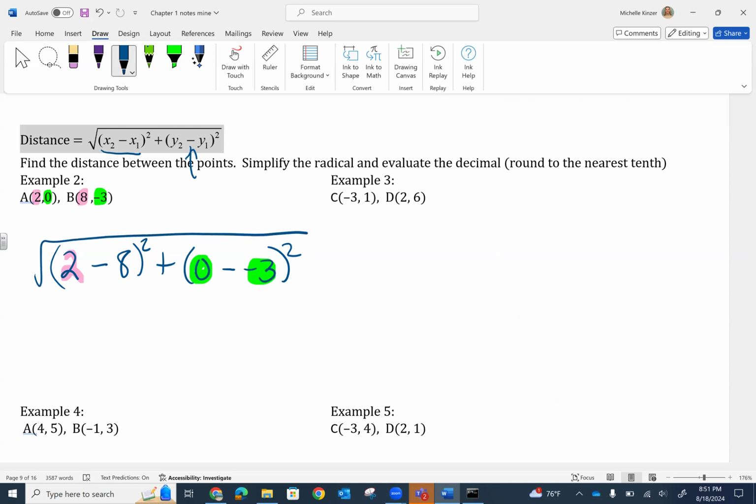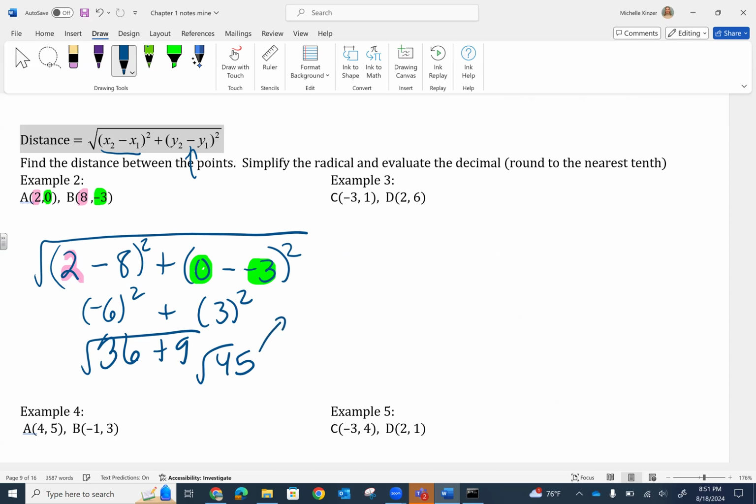So 2 subtract 8 is -6, -6 squared. 0 minus -3 is going to be 3 squared. So that'd be 36 plus 9, square rooted, is the square root of 45. Okay, so we can do two things. Number one, when we get our calculator out and put in the square root, we're going to get about 6.7 units. So that's one answer.